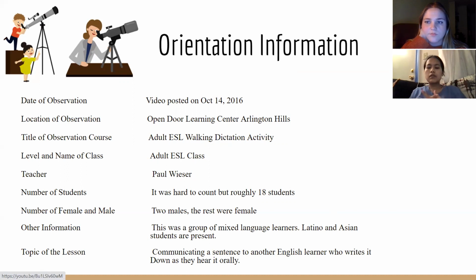And the topic of the lesson was about communicating a sentence to another English learner, who writes it down as they hear it orally.